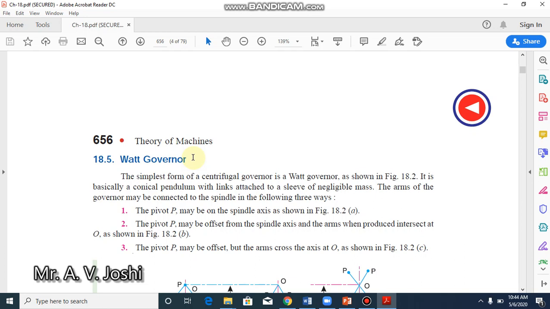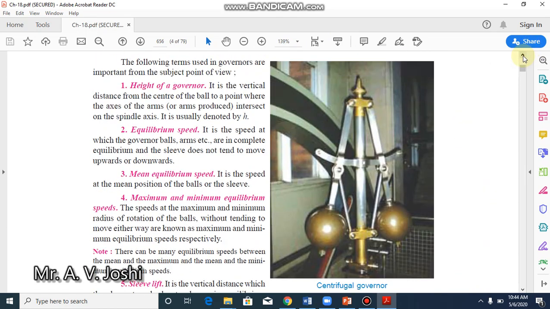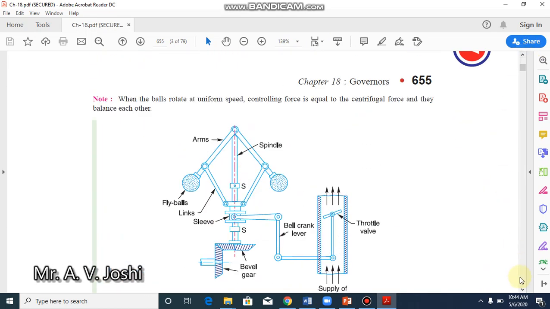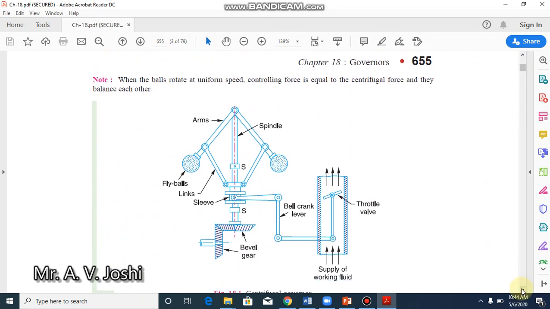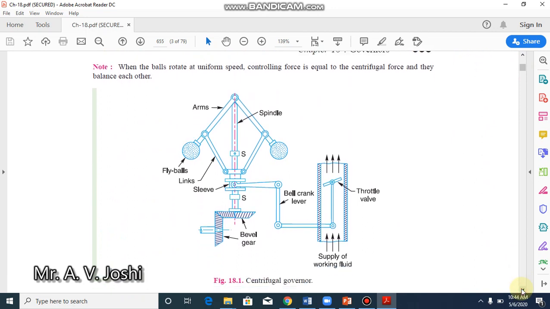In this lecture, in the previous lecture, we already discussed the centrifugal governor, its working and its types. So now in this lecture, we are going to discuss the first type of centrifugal governor, the Watt governor. It is a simple type of centrifugal governor. But firstly, I will give you a small introduction to the centrifugal governor.